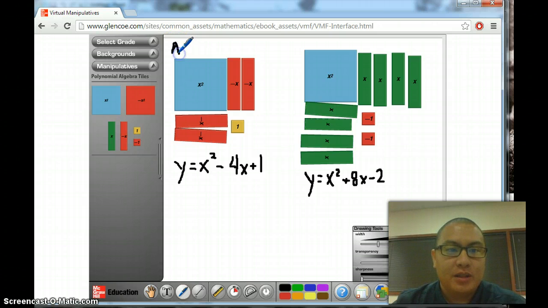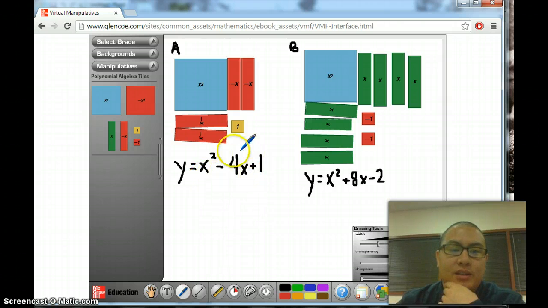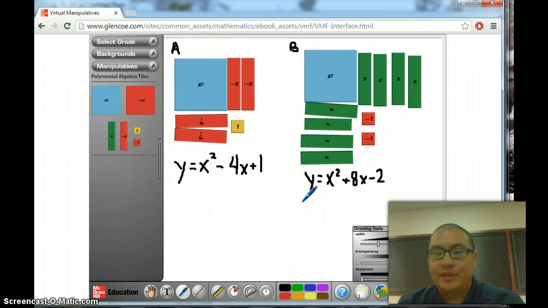Anyway, here are your problems for Chan Academy. You have A and B. Here's A, and this one's B. What I want you guys to do is take these standard forms and change them into vertex form. As part of the video, I'm going to do them for you, and hopefully they'll be good examples so you can finish the rest of your homework.